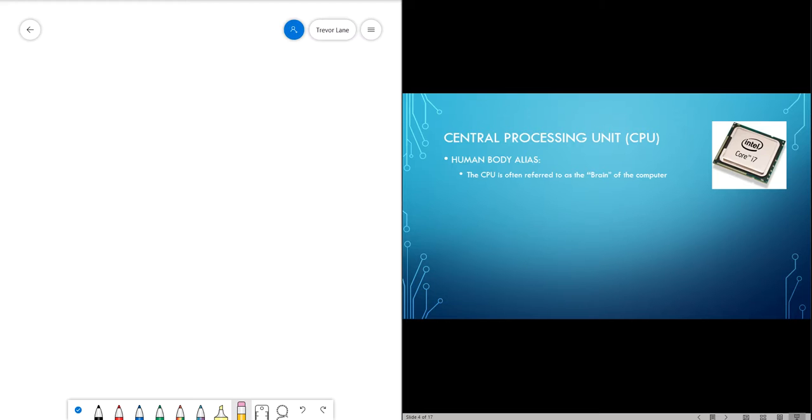Now, we know that computers don't think. Well, yet. Artificial intelligence is on its way. But that being said, it doesn't truly think at this point. What it really does is it just performs two basic operations.